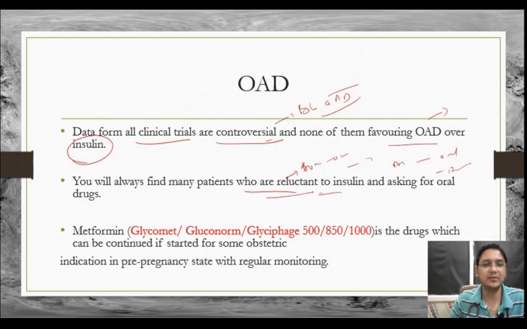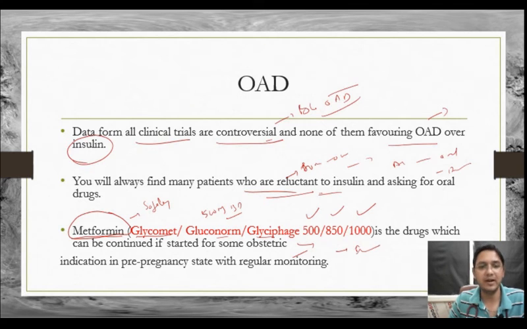So for these patients, you can start metformin. Metformin is the only drug which, in a few clinical trials, is said to be safe with monitoring, and it is the only drug you can start. The available brand names are Glycomet, Gluconorm or Glyciphage, and the strengths available in the market are 500, 850 and 1 gram. So we will start with 500 milligram BD, and we will continue with monitoring. We will monitor the blood sugars, and with ultrasound we will monitor the fetal well-being also, right? And later we can switch the patient to insulin if required.